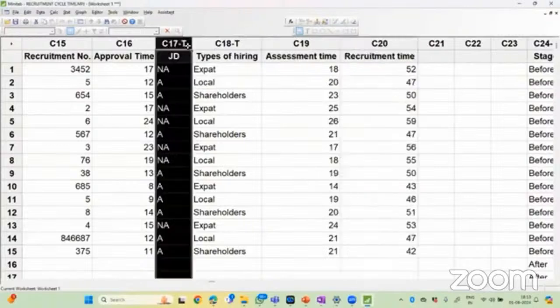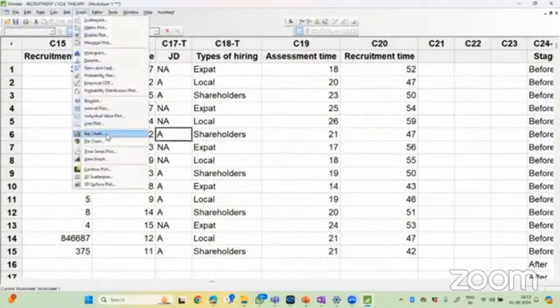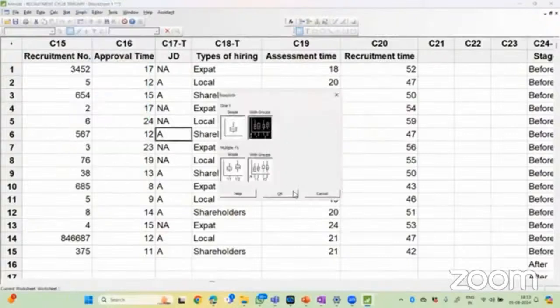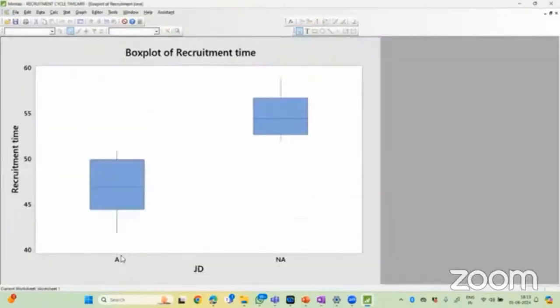How about recruitment time and job description availability? I cannot do a scatter plot here because job description availability is attribute data. So I will do a box plot. It tells me that when the job description is available, my time taken varies between 42 days to approximately 50 days. When the job description is not available, my time varies from 50 days to around 56 days.